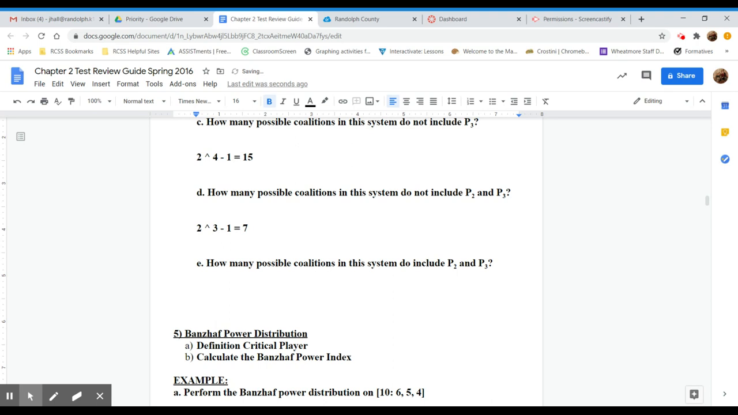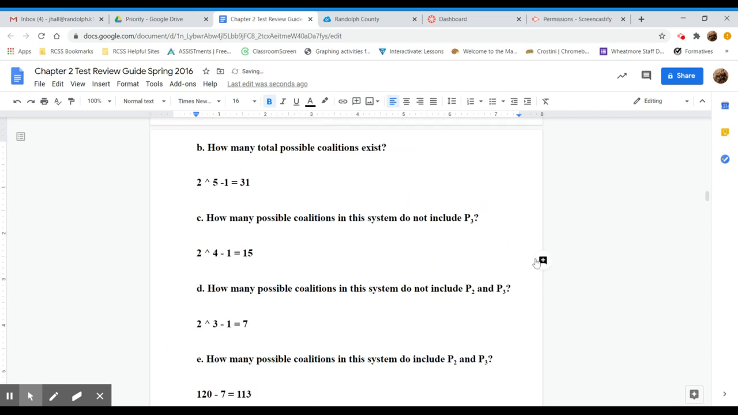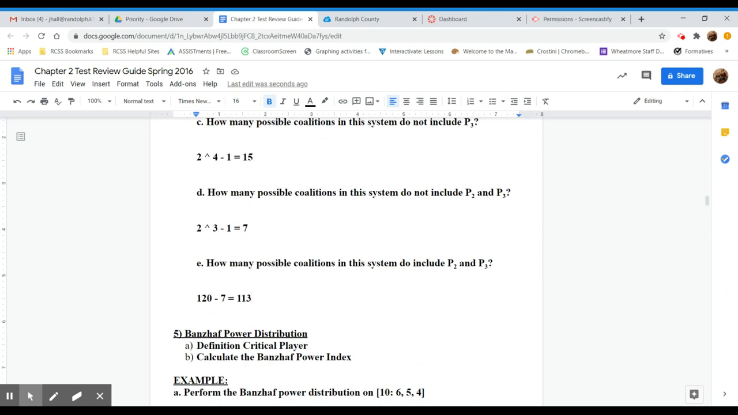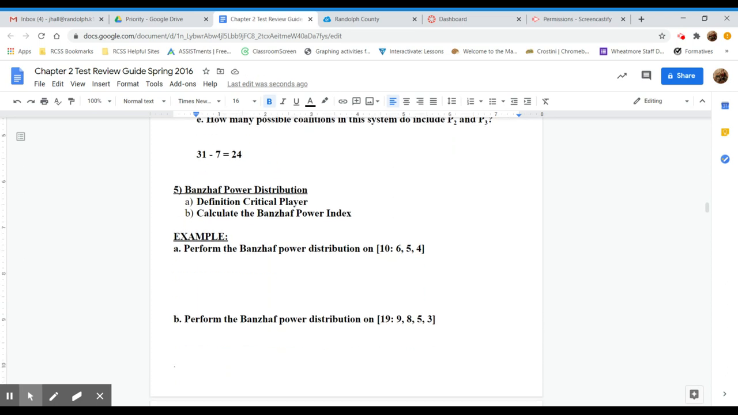How many do include player 2 and player 3? Well, if we know that there are 120 and 7 don't include it, now we're looking at 113 that do include player 2 and player 3. Oh, I'm sorry, 31. I was back on another problem. That was a lot. I was a little confused there. So 31 minus 7, which is going to put us at 24, I believe, do include player 2 and player 3. All right, now we're getting to the good stuff.